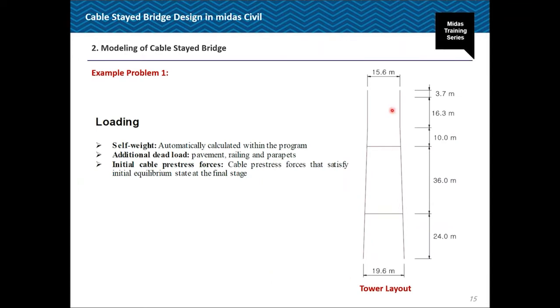The pylon dimensions can be assumed in this fashion. First, I'll take the loading as self-weight, which is automatically calculated by the MIDAS Civil program. Next, I'll assume some additional dead loads like railing and parapet loads. Third, we'll find out the initial cable pretension forces.